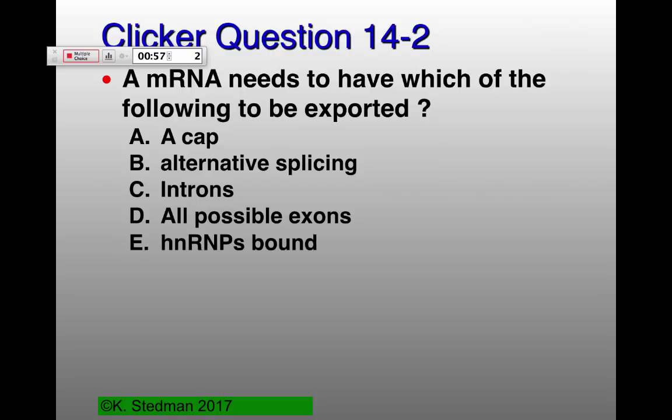Messenger RNA needs to have which of the following in order to be exported? A cap, alternative splicing, introns, all possible exons, or HNRNPs bound to it.